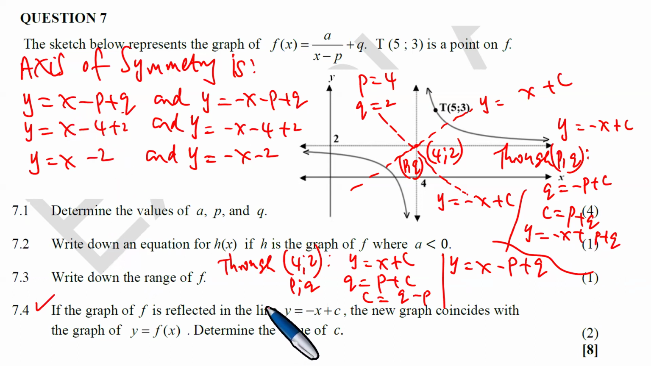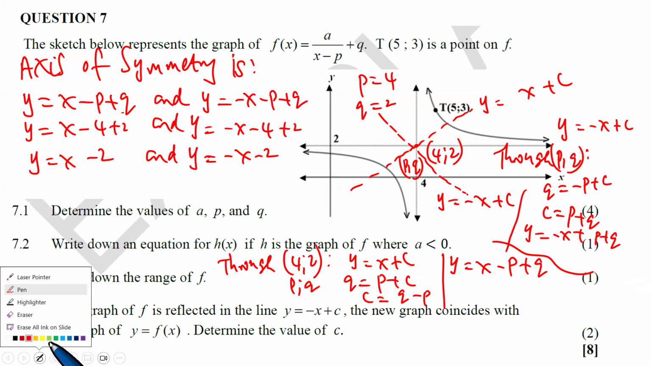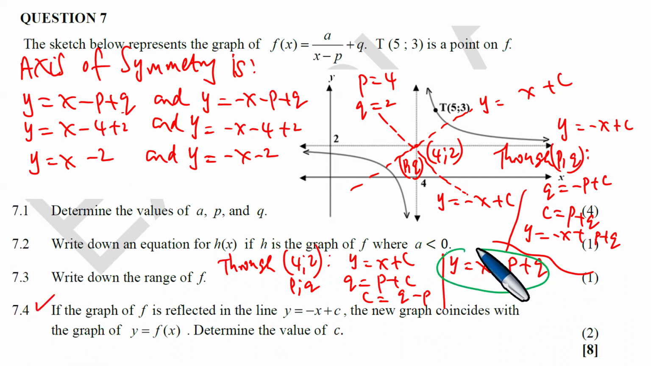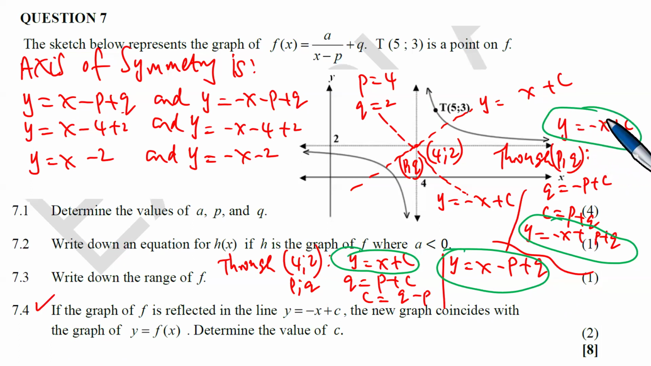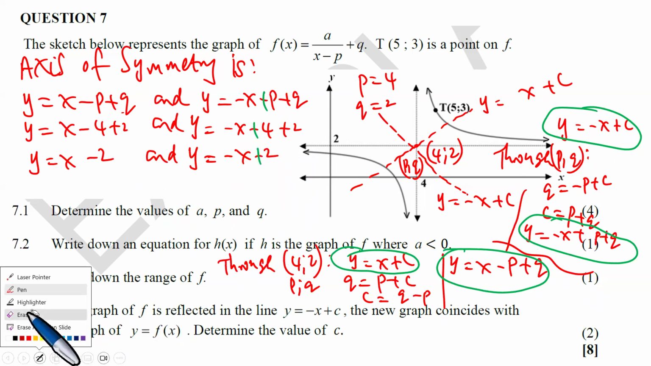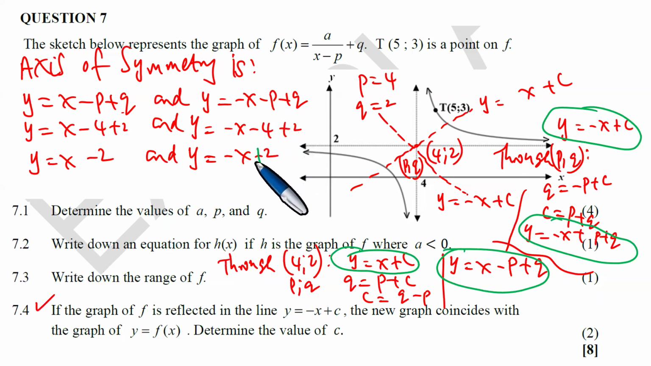So there are two formulas that you can learn. You can do without them, or you can also use the two formulas. This one is Y equals X plus C for positive slope, and Y equals minus X plus C for negative slope, and then you get the values of C in each case. Now, positive slope is minus P plus Q, negative slope is plus P plus Q. I wanted to bring that to light.